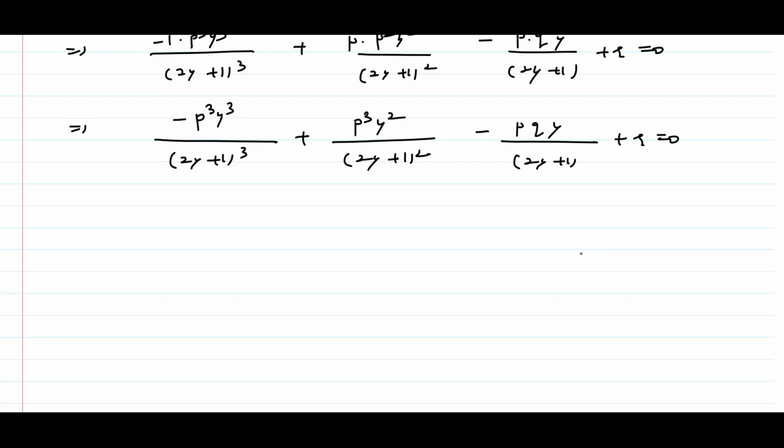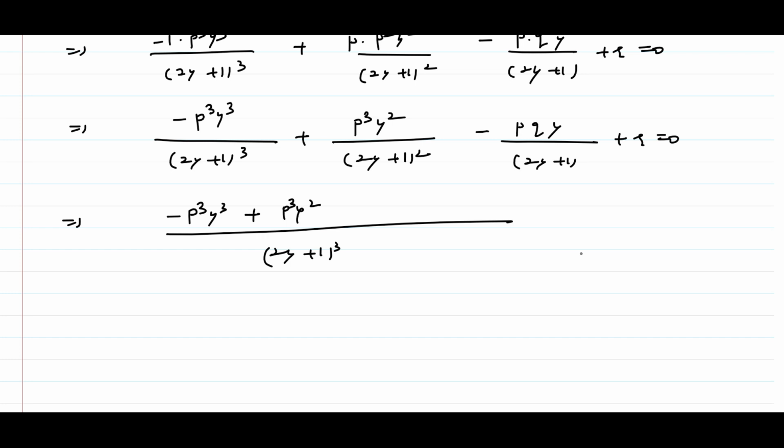So now by taking the LCM of denominators of all terms, its LCM will be 2y plus 1 to the whole power 3. Here will be negative p to the power of 3 y cube plus p to the power 3 y square, and here will be 2y plus 1, and negative pq y, and here will be 2 times of y plus 1 whole square, and plus r times of 2y plus 1 whole power 3 is equal to 0.